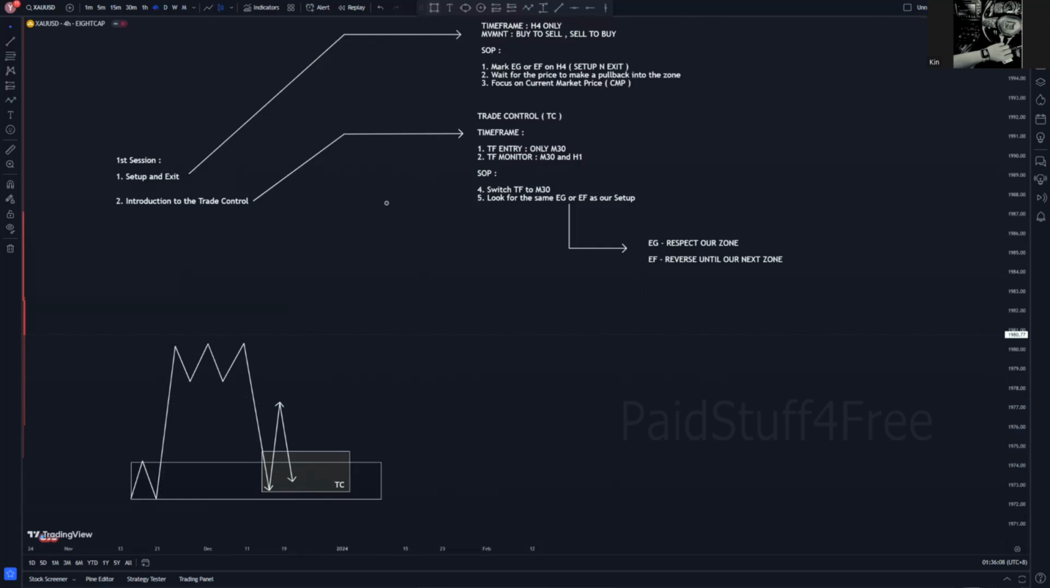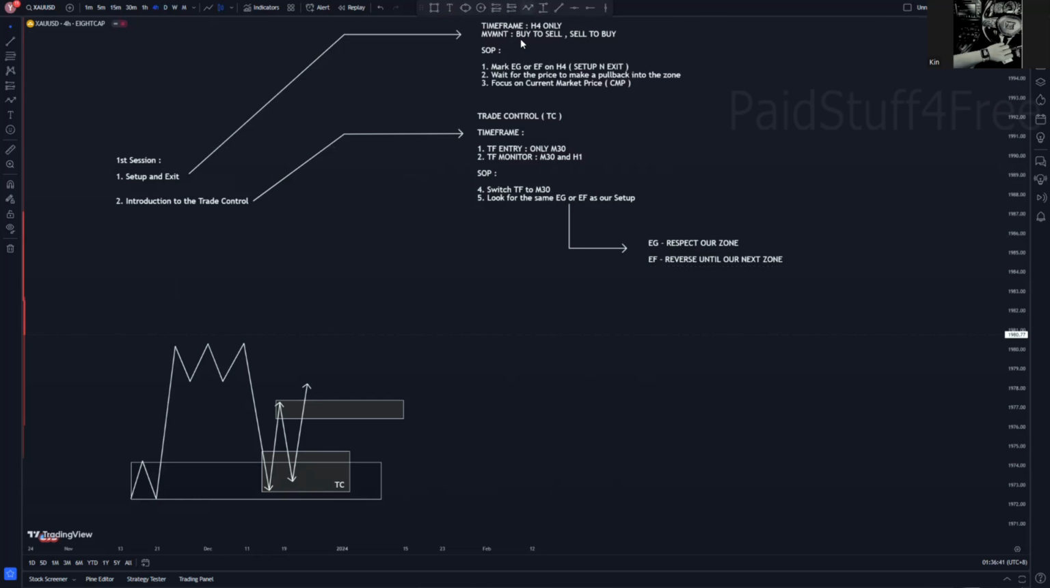Get into the buy zone, and at the same time, the price created this engulfing sell somewhere around here. If the price can break through this engulfing sell and close above it, automatically this will be our buy zone, which we are going to call our EF. Like I said, after the price creates an EF, it shows us that the price is going to reverse until our next zone.